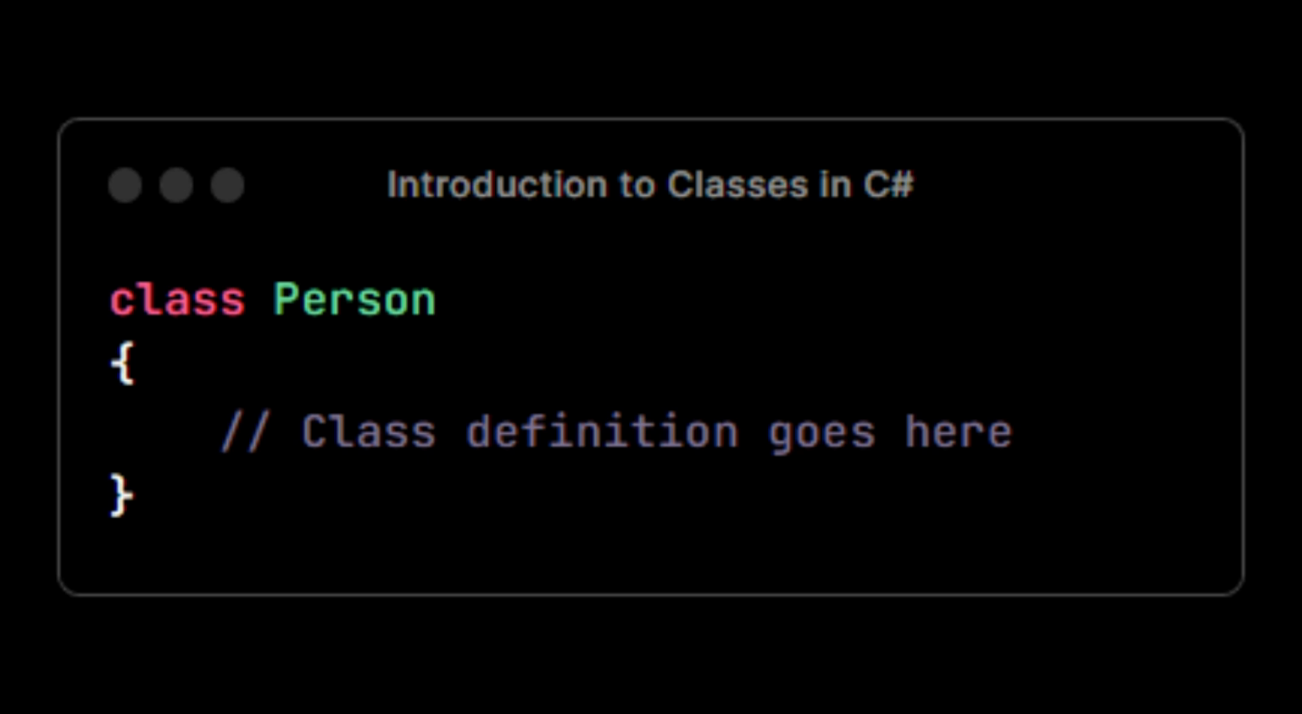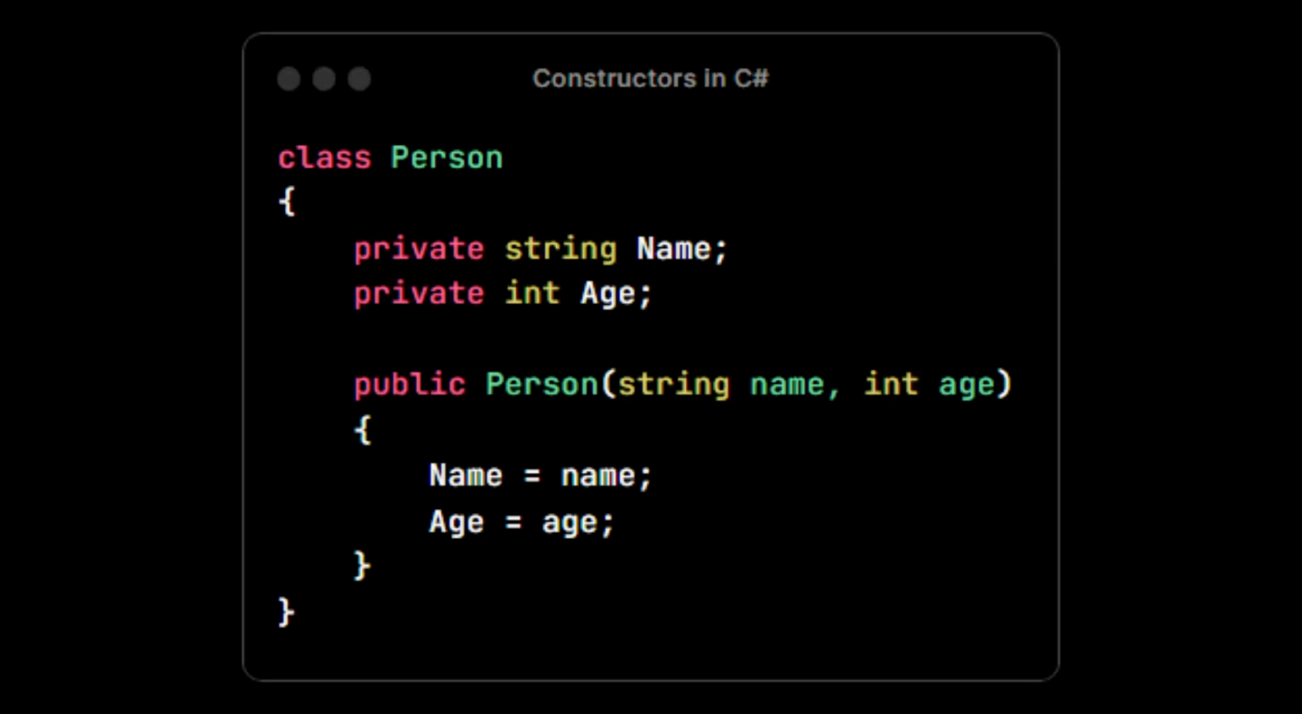In C#, you define a class using the class keyword followed by the class name. Constructors in C#. Constructors are special methods within a class that are called when an object of that class is created. Constructors initialize the object's state and can accept parameters. They have the same name as the class and do not have a return type.